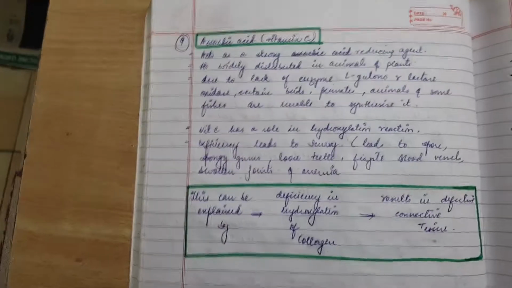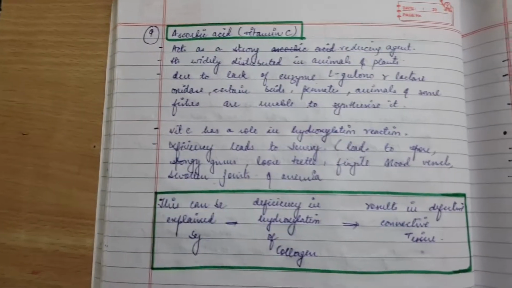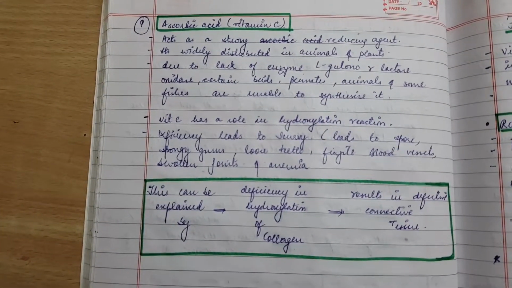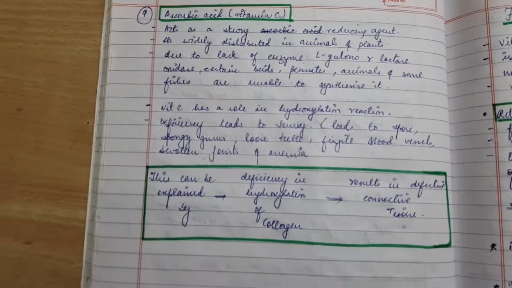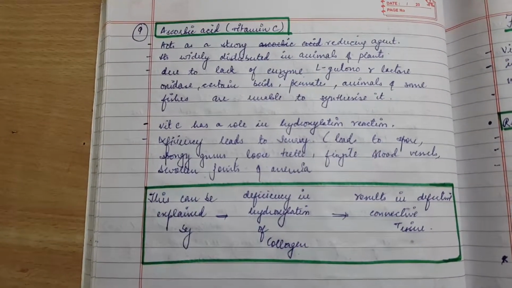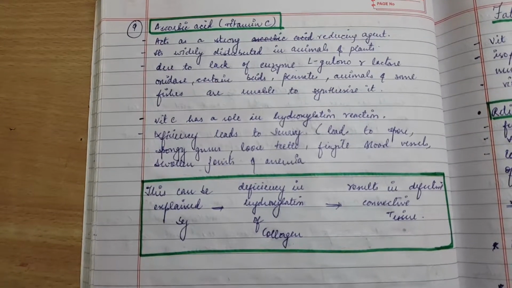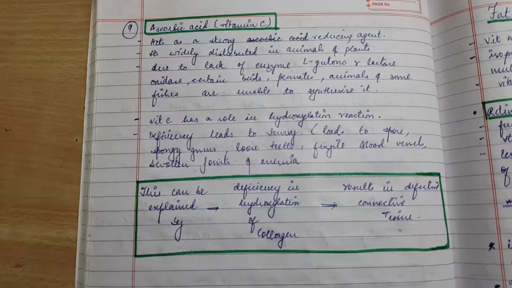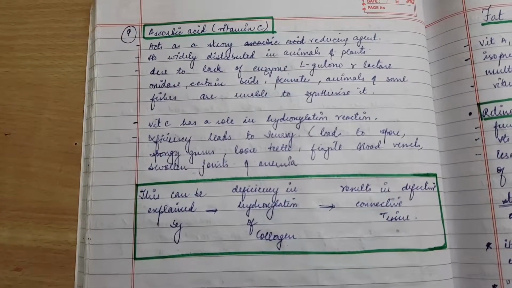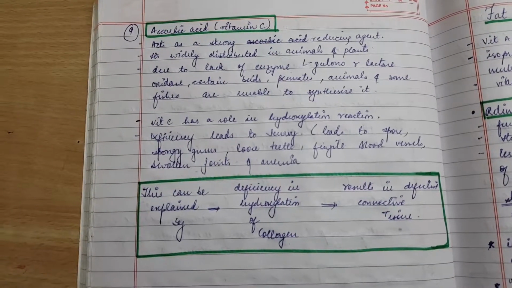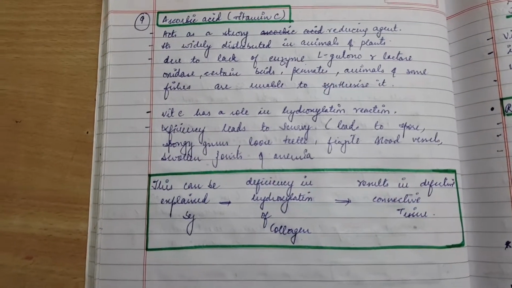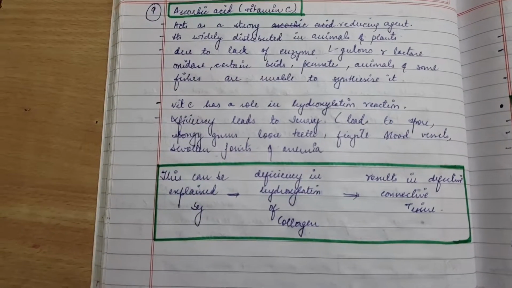So in the next unit we have ascorbic acid, vitamin C. It acts as a strong reducing agent. It's widely distributed in animals and plants. Certain birds, primates, animals and some fishes are unable to synthesize it due to lack of the enzyme L-gulonolactone oxidase.